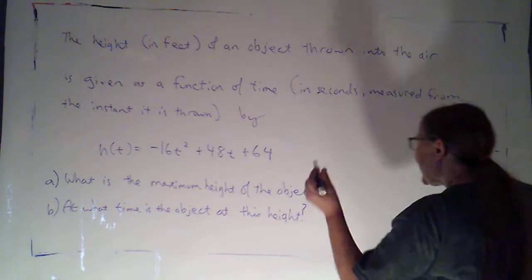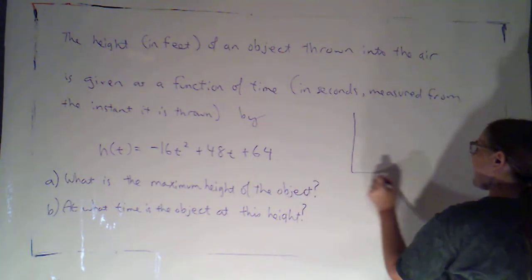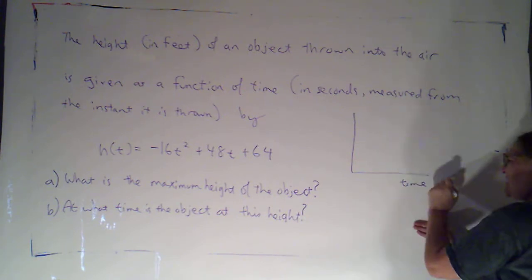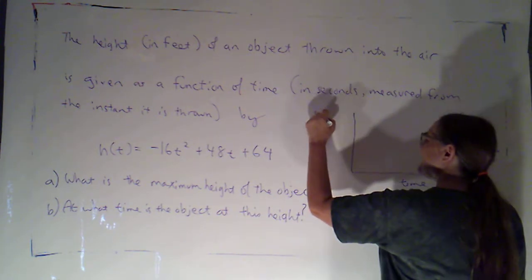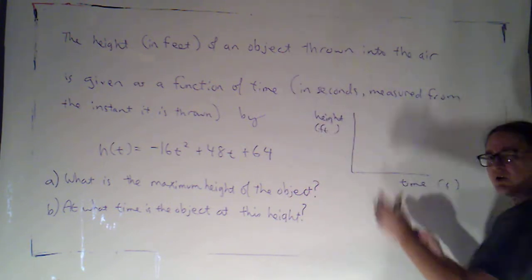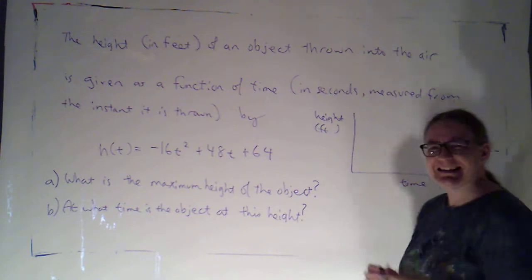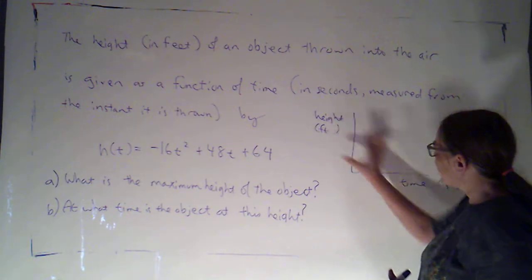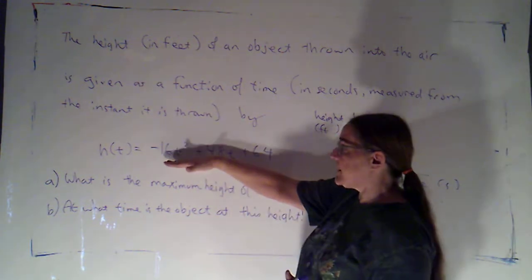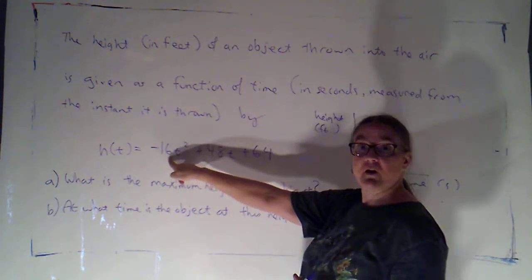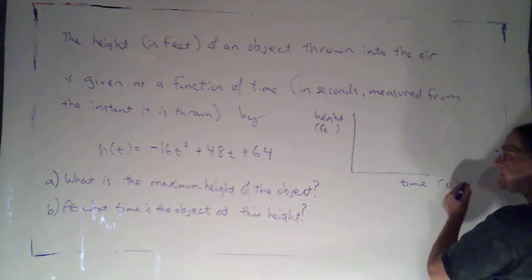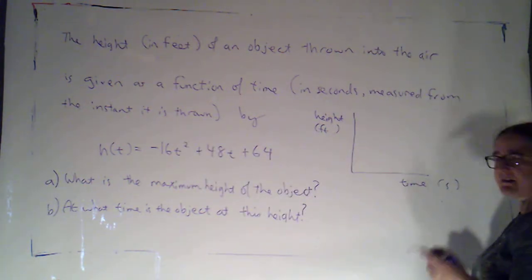I like to just draw in my axes to remind myself of what's going on. I'm putting time here, and that's in seconds, and I'm putting height on the vertical axis, and that's in feet. So instead of calling things x and y, I have t's and h's, but that's going to remind me what's what. I can see this is going to be a parabola, and it's going to be a parabola that opens down.